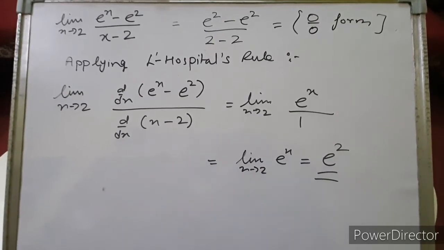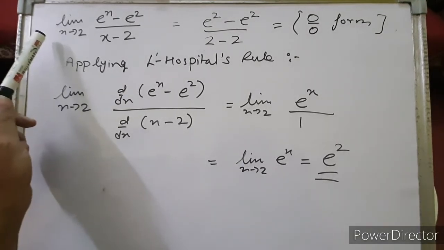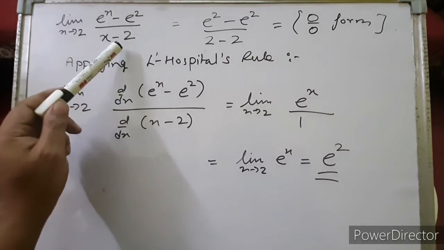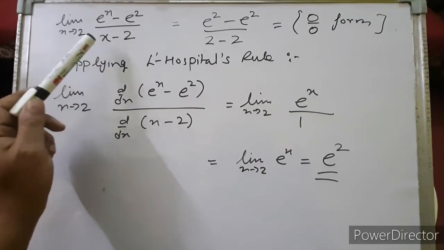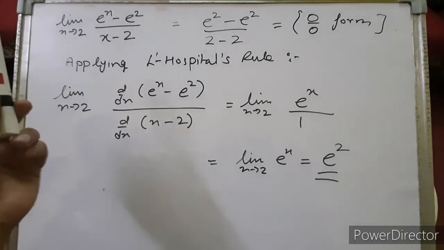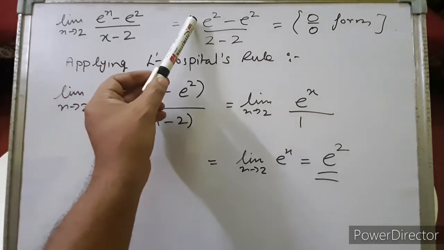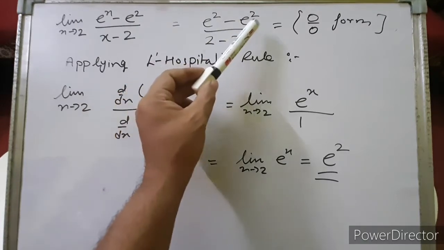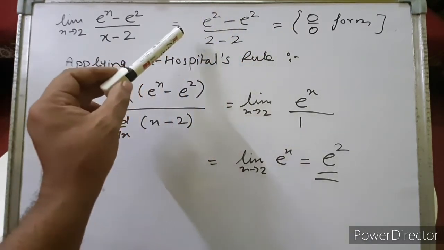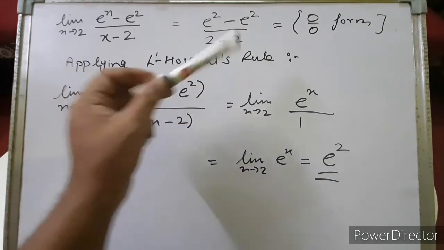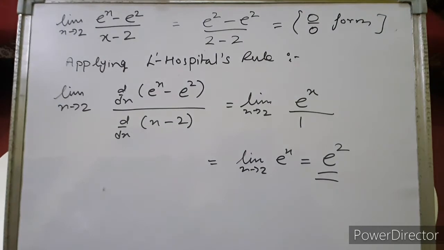Let's see another sum, children. Now here the question is limit x tends to 2, (e to the power x minus e square) upon (x minus 2). Right? So first we put the limit and check whether f(x) upon g(x) is coming 0 upon 0 or not. When we put x equals 2 in the numerator, we'll get e to the power 2 minus e to the power 2, that will be 0. Both will get cancelled. And in the denominator, 2 minus 2 again will get 0. So now we'll get 0 upon 0 form. Indeterminate form, 0 upon 0.